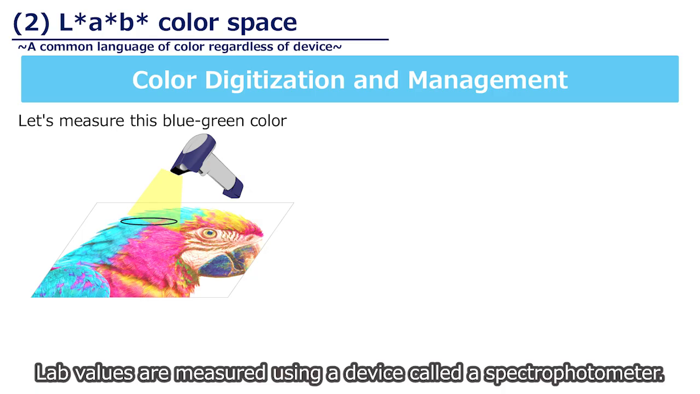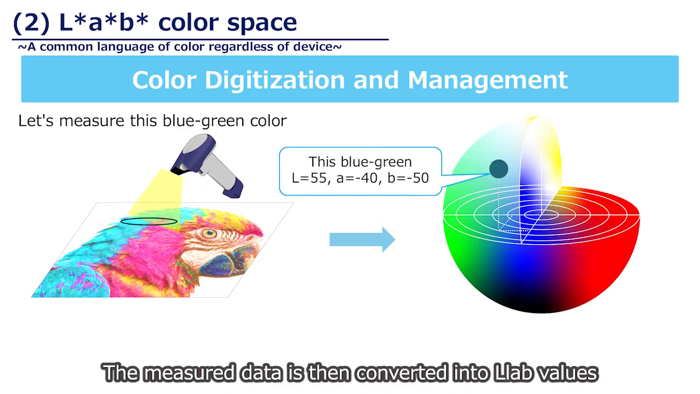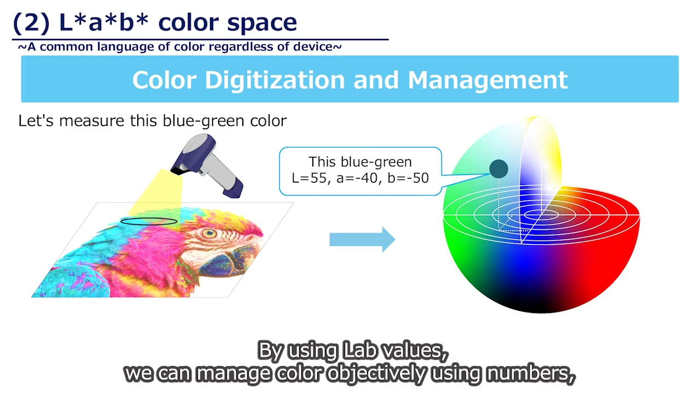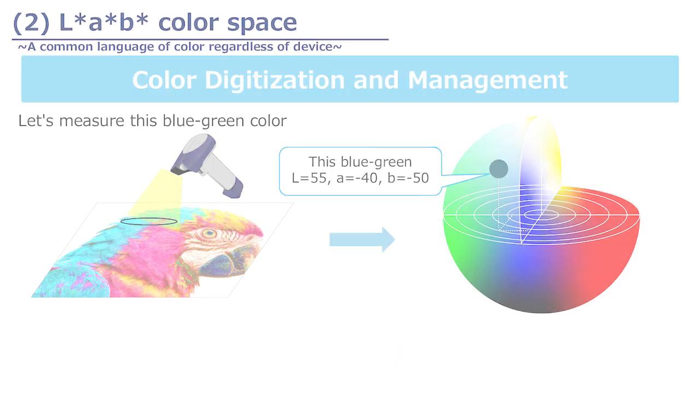Lab values are measured using a device called a spectrophotometer. This device measures the light reflected from or transmitted through an object. The measured data is then converted into lab values. By using lab values, we can manage color objectively using numbers, rather than relying only on visual judgment.